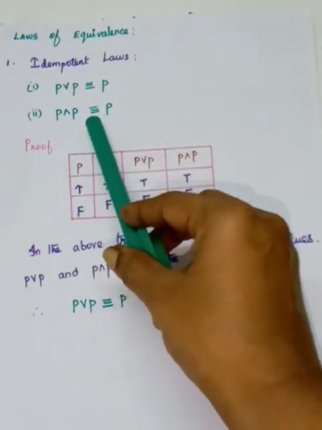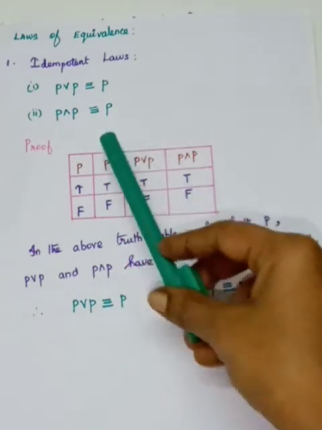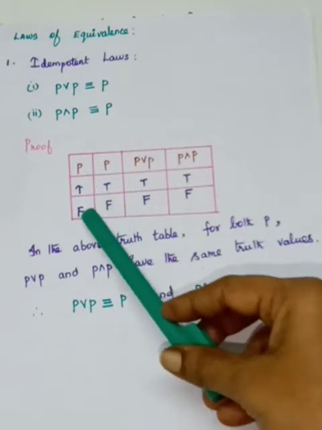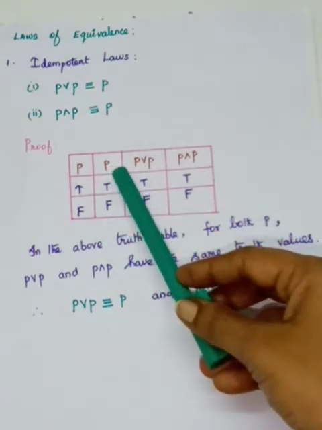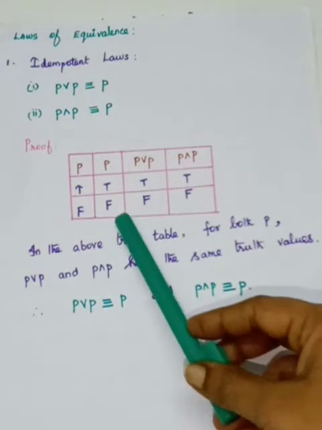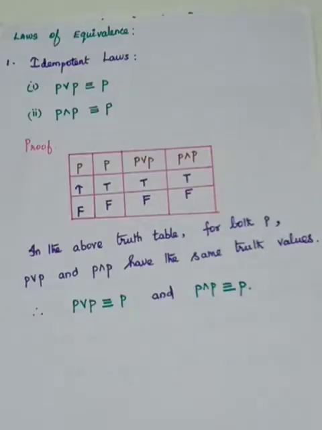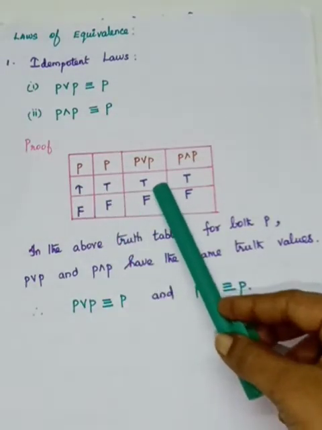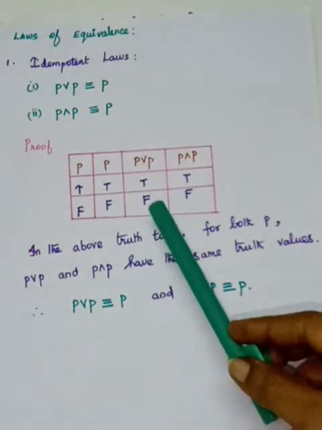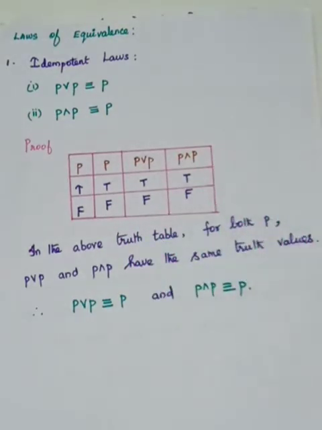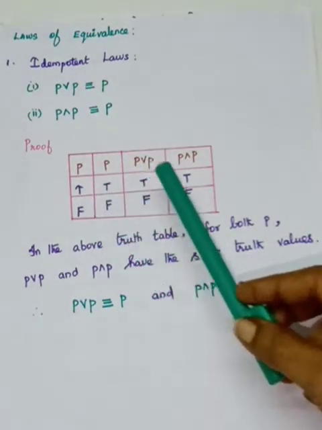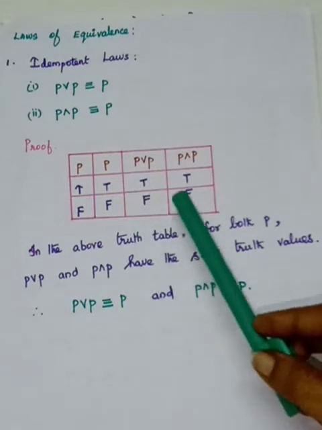P and P is logically equivalent to P. So see the truth table. Here there is only one statement, P. P is true, and here also the same P is taken, so the truth values are true and true. For P or P, if any one is true, it is true. If both are true also, it is true. So true gives true, and false gives false. P and P means both are true only, it is true, otherwise it is false. So true is true and false is false.